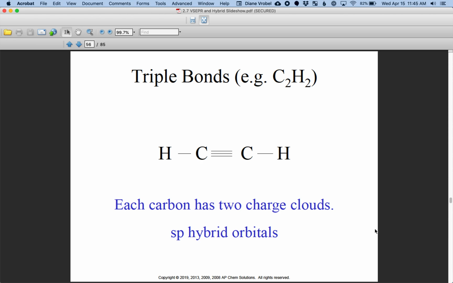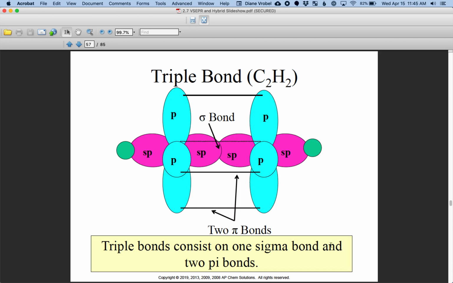So we have a situation where we have two charge clouds. So we have one covalent bond here, and then we have one triple bond here. And carbon creates an sp hybridized orbital to share its electrons. So on this side is the sp orbital, and on this side is the sp orbital, and the overlap is causing the different bonds. But please remember, this is with a triple bond.